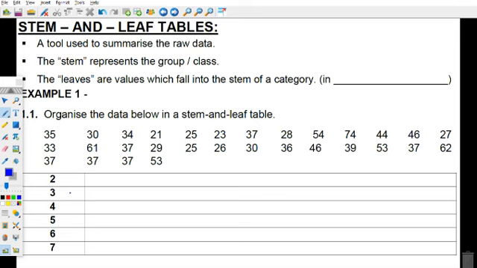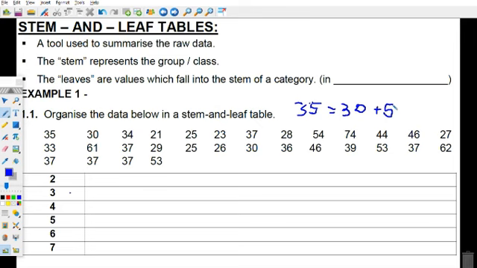So if we organize the data in the stem and leaf table, do you agree I can take the number 35 and split it into 30 plus 5? Do you agree with that? I can take 35 and break it into 30 plus 5.